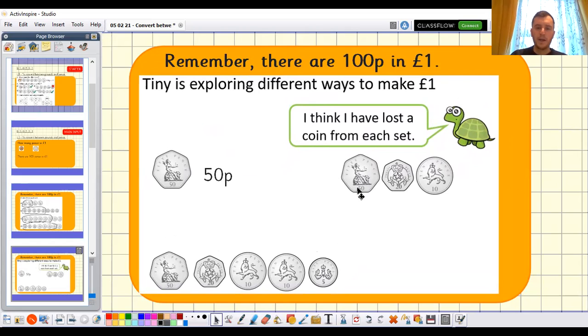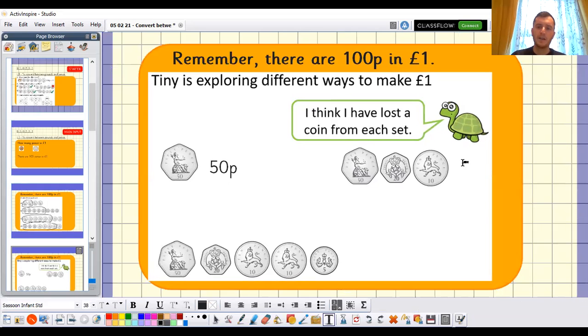Next one. I need to work out how much he's got already. So he's got 50 plus 20, that makes 70, plus 10, that makes 80. So he's got 80 already. How much more does he need there to make £1? I'll be thinking 80 plus what equals 100. 80 plus 20 is equal to 100. So he'd need a 20 pence coin to make 100 pence or to make £1.